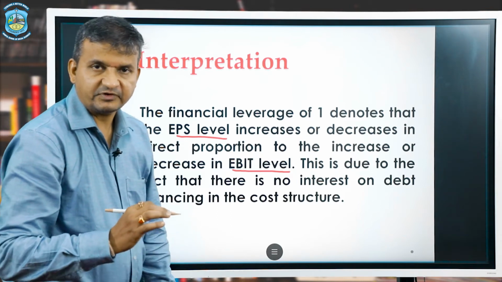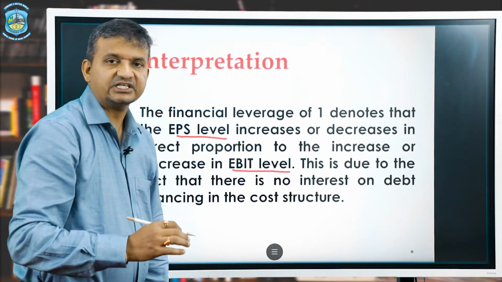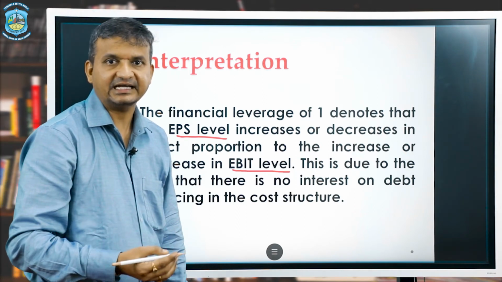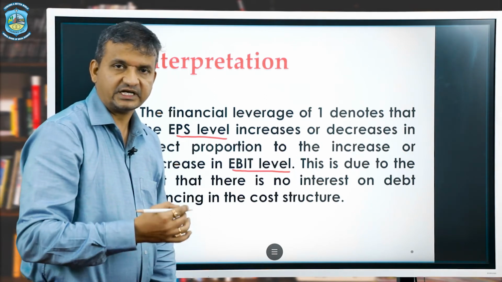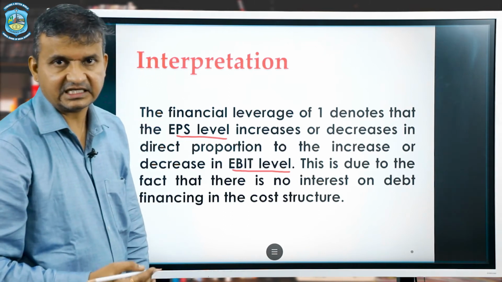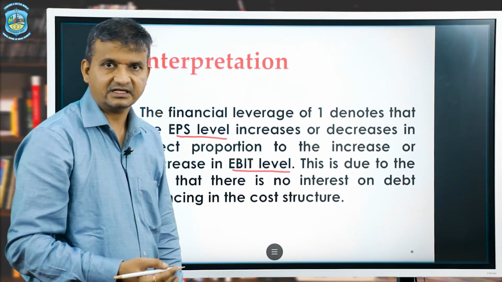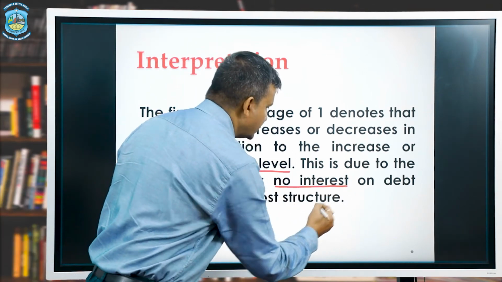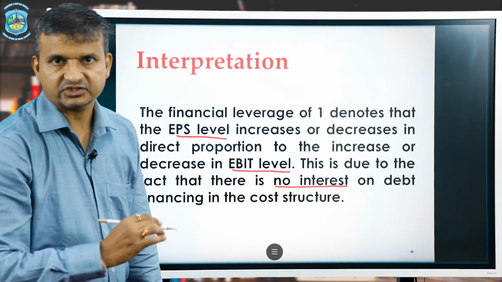When there is no debt financing, the percentage change in EPS would be the same as percentage change in EBIT. When EBIT was rising by 60%, we have seen that even EPS is rising by 60%. Why? Because there is no interest component in the cost structure.